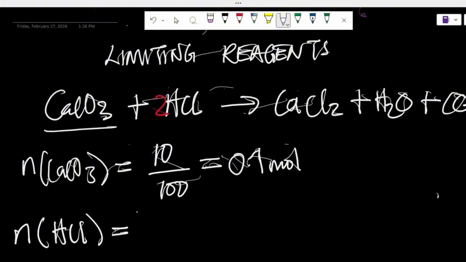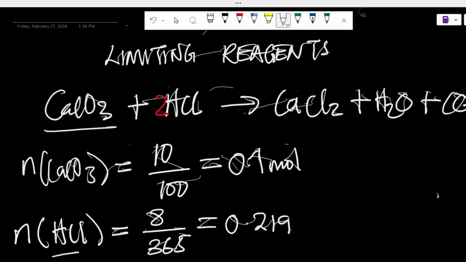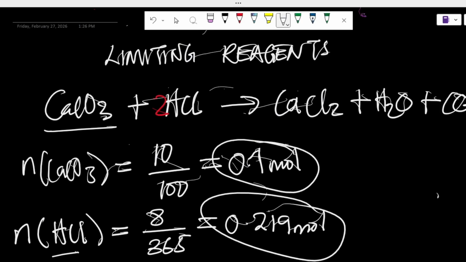Next, we can find the number of moles of hydrochloric acid. Now, the mass of hydrochloric acid we've been given, it is 8, and then if you find the relative molecular mass of hydrochloric acid, you're going to get 36.5. Now 8 over 36.5 is actually 0.219 moles.